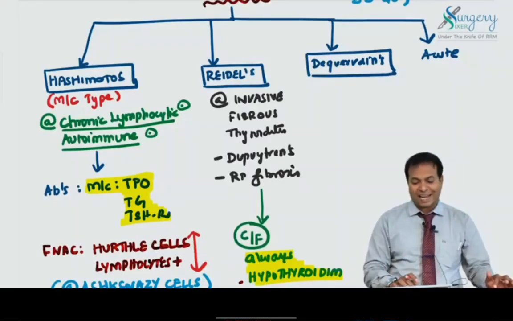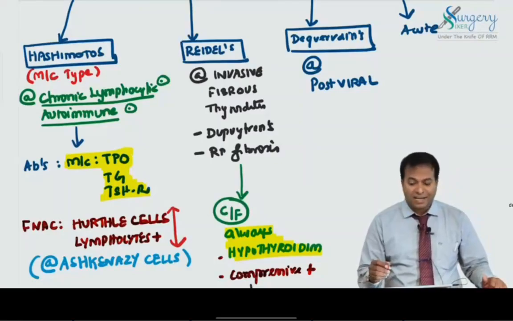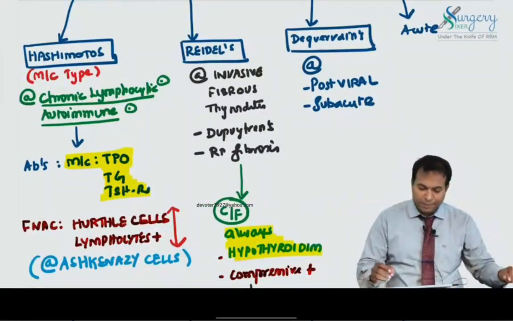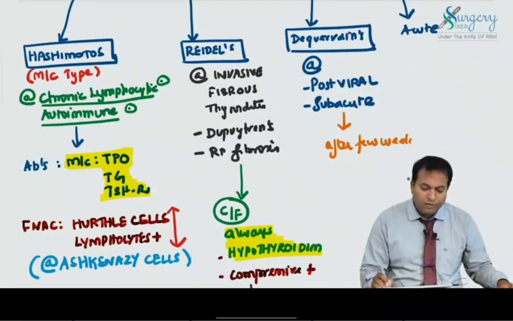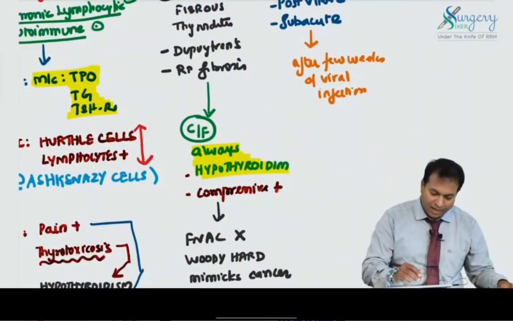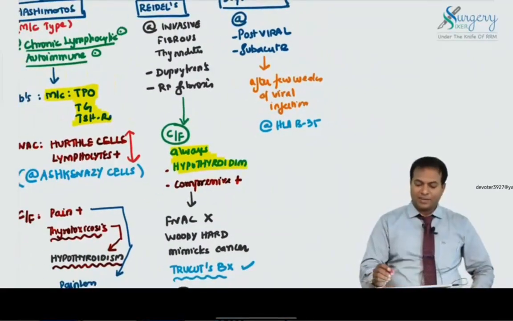De Quervain's thyroiditis is also known as what? It is also known as post-viral thyroiditis, inflammatory thyroiditis, or subacute thyroiditis. Please don't forget, it is post-viral or subacute thyroiditis. It happens after a few weeks of viral infection, and it is associated with HLA-B35.